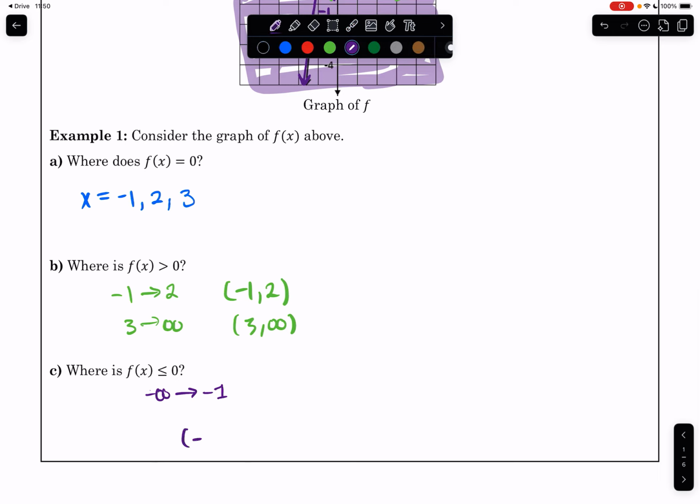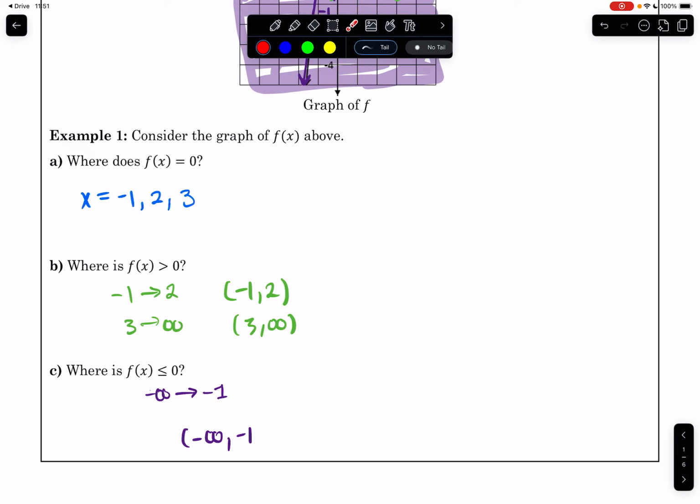So -infinity to -1. Now there is a distinction and something different on this one. On the previous example, we were looking for the x numbers that were going to exclusively make the y values be positive, not equal to 0, just be positive. So we said the intervals, open intervals, because we did not include the endpoints. Because if I included the endpoints, that's where x equals those values. So I cannot include these endpoints.